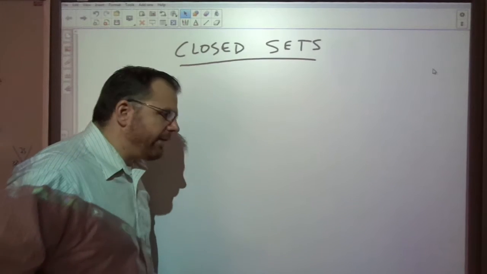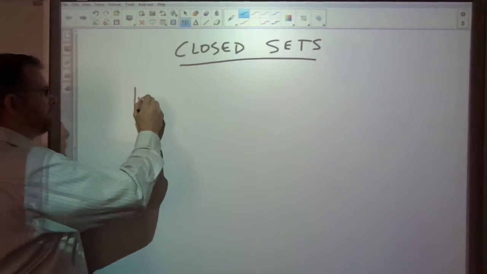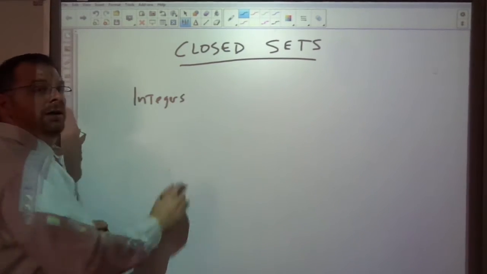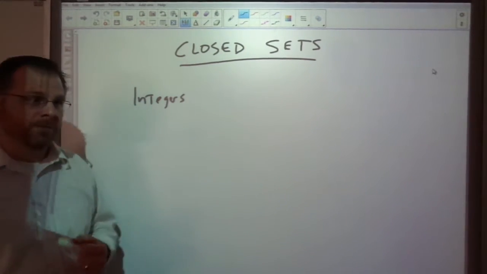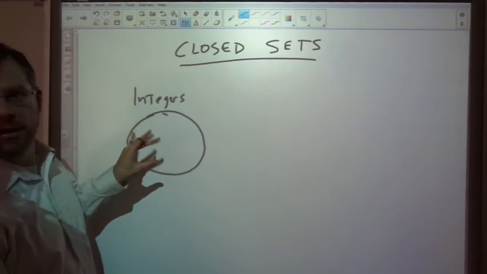So if we were thinking about integers, integers are whole numbers, right? Positive or negative, but not fractions and not decimals. So if I have this group of integers, we've got 1, 2, 3, 4, 5, -1, -2, all those numbers are inside there.